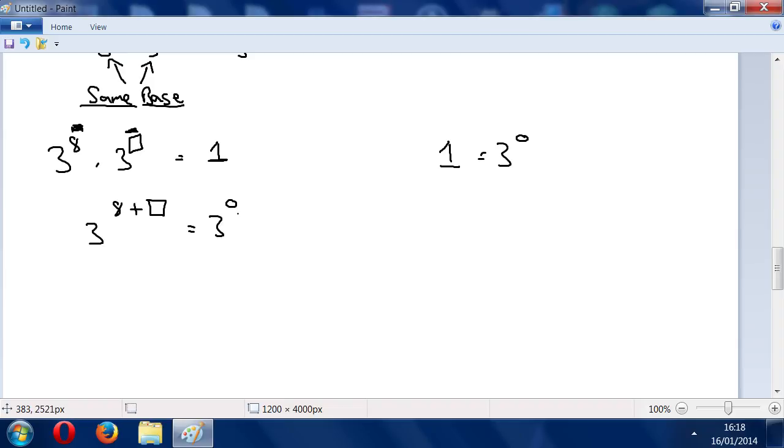All right. And then we can say 8 plus the box is going to be 0, if we just take this superscript line here. So therefore this box is going to be minus 8. So we can then say that 3 to the 8 times 3 to the minus 8 equals 1.